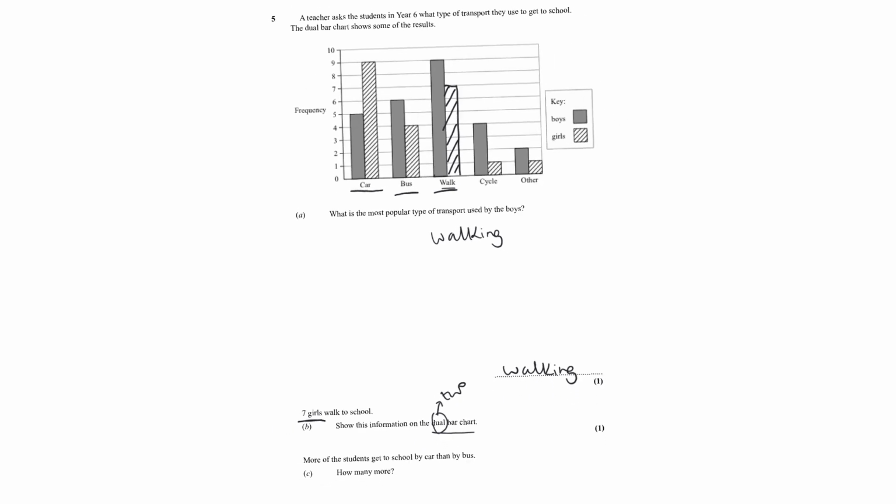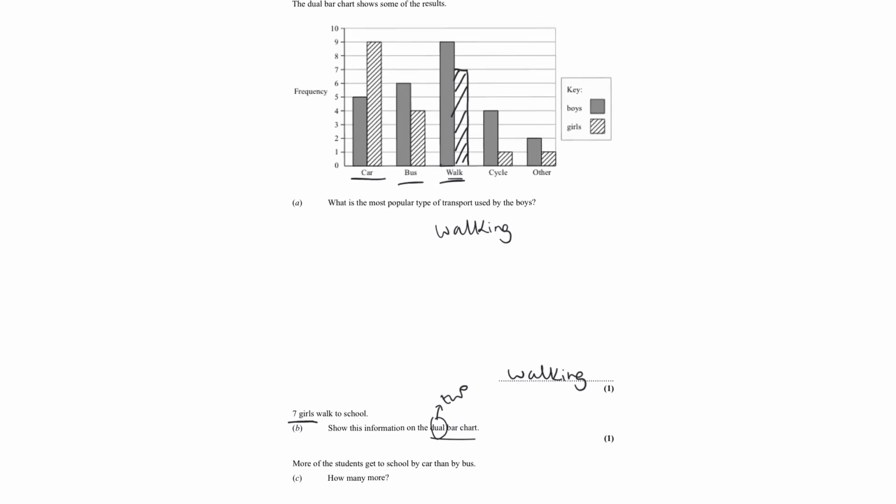And then for part C, it says more of the students get to school by car than bus. How many more? Well, the total of students that go by car, we've got 5 boys that go by car and 9 girls that go by car. That's a total of 14. Then by bus, we've got 6 boys and 4 girls that go by bus. So that's a total of 10. To work out how many more, you work out the difference. So you would do 14 minus 10, which gives you 4. So therefore, 4 more boys and girls go to school by car than bus.